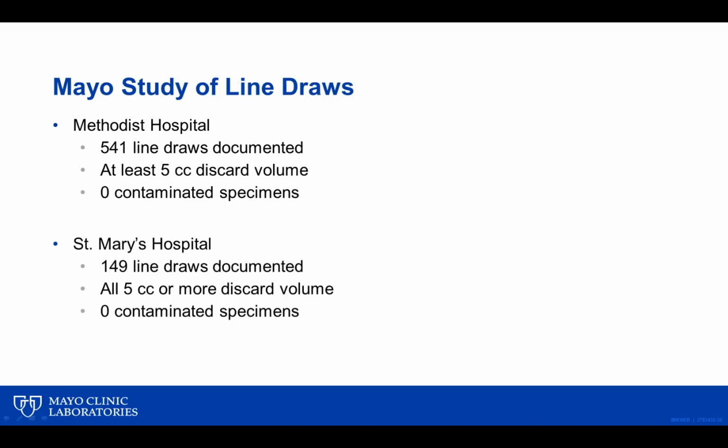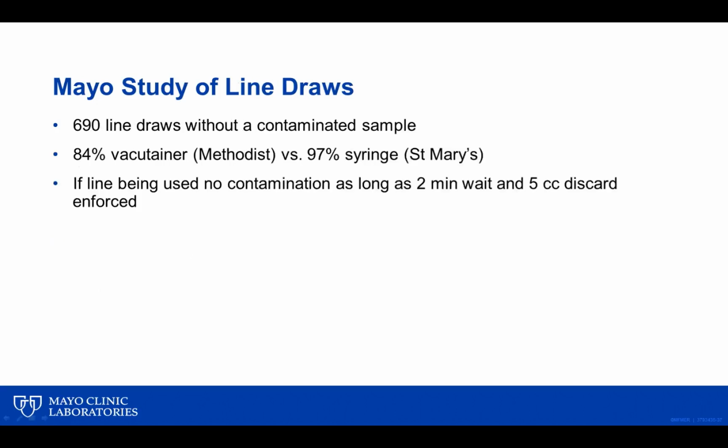And so we had no contaminated specimens at the Methodist Hospital. So about 541 line draws and no contaminated specimens. And the same was true for St. Mary's. So about 149 line draws were documented. The appropriate discard or none was done depending on what was being infused, and 0 contaminated specimens. So we think we can avoid contamination if you do the 2-minute pause and the proper discard, avoiding TPN or patients receiving those calcium, magnesium, phosphorus infusions.